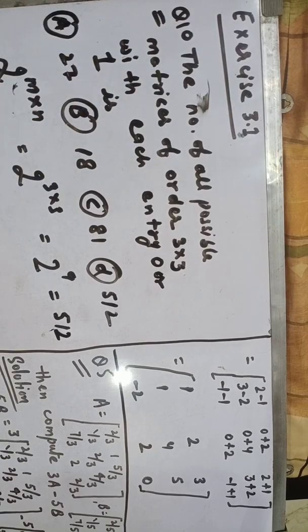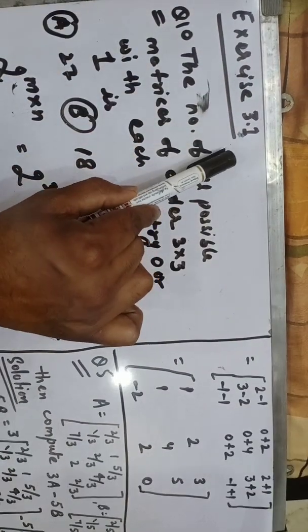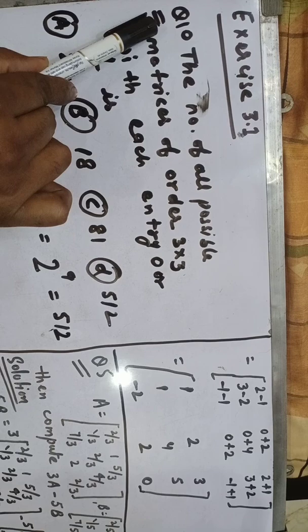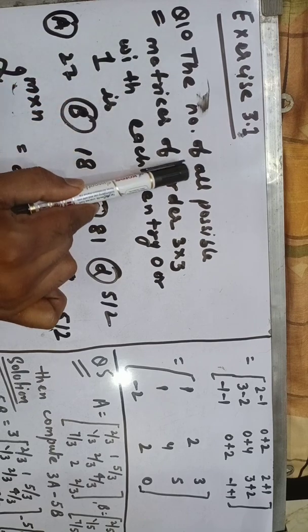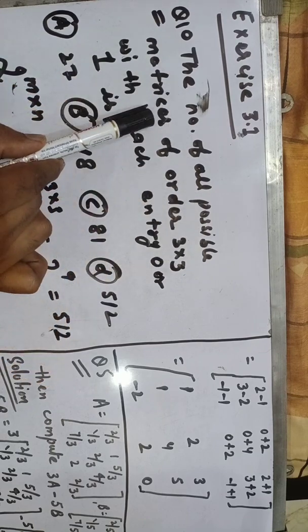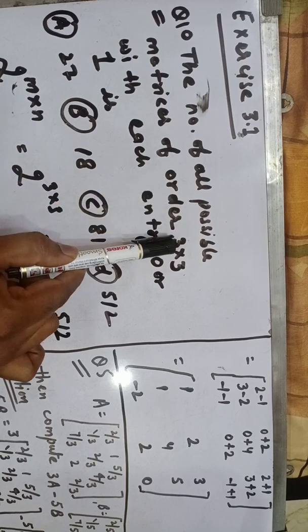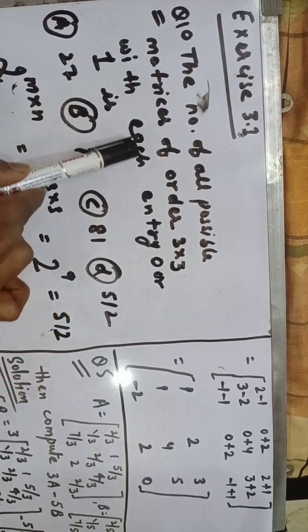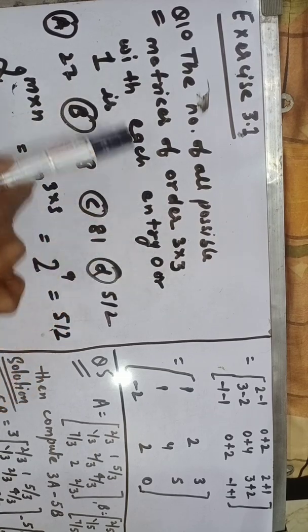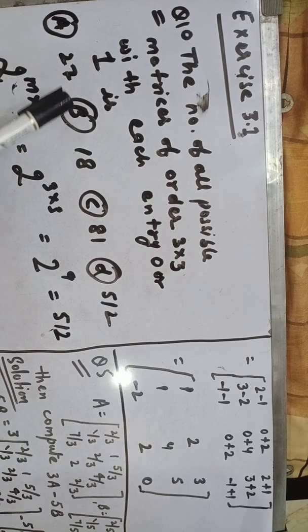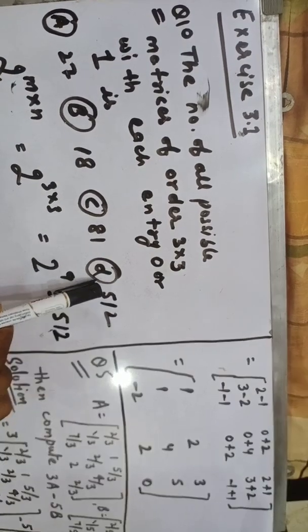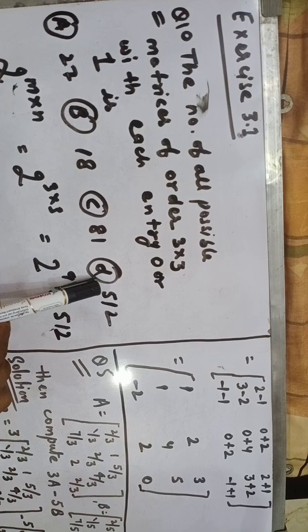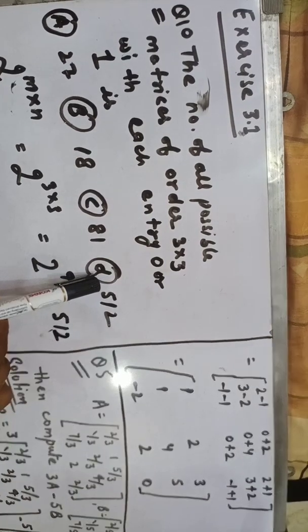So here is your exercise 3.1 and question number 10 of this exercise. The number of all possible matrices of order 3 by 3 with each entry 0 or 1 is. So all the 4 options are given to us and we have to find out the correct option.